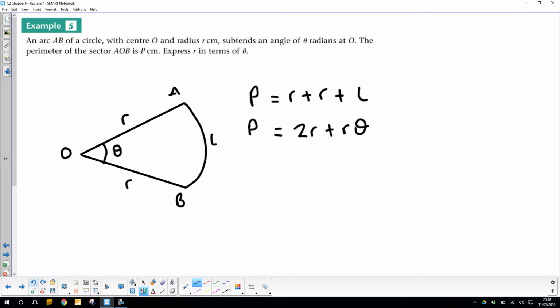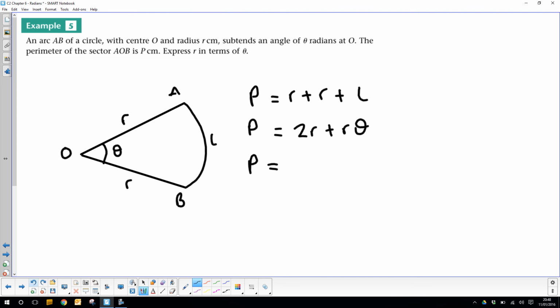So R in terms of theta means we need to rearrange this to get to R equals. So I think the question really should say express R in terms of theta and P. I think there's maybe just a small error on their part, but anyway.